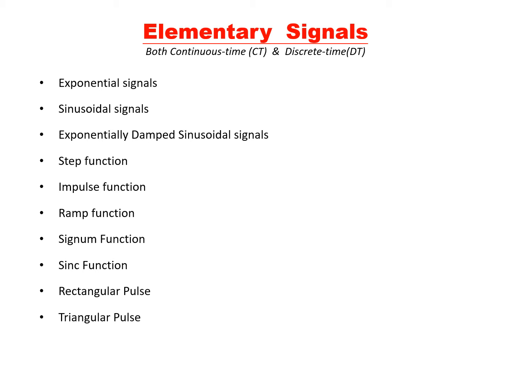interactions. These elementary signals form a basis for most of the other practical signals, and sometimes these signals serve as test signals for testing the performance of systems. These different signals we are going to study are both in continuous time form as well as discrete time form. For each of these categories, let us study both types of signals, CT and DT.